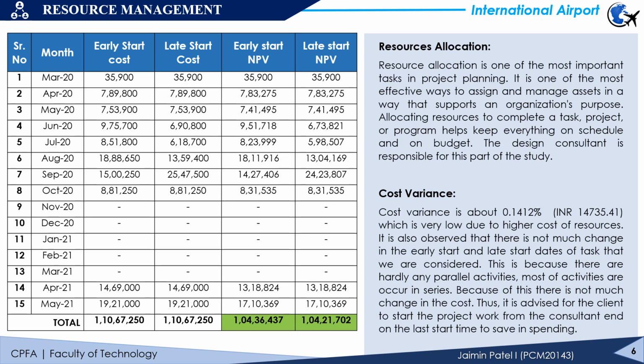And finally, we have concluded the cost difference while taking net present rate at 10% per year and 0.83% per month. So the cost difference we got is around 15,000, and the cost variance is 0.1412%, which is very low because more activities in the design part are in series, and hence we can say that the client can start the work on the late start time from the consultant's end.